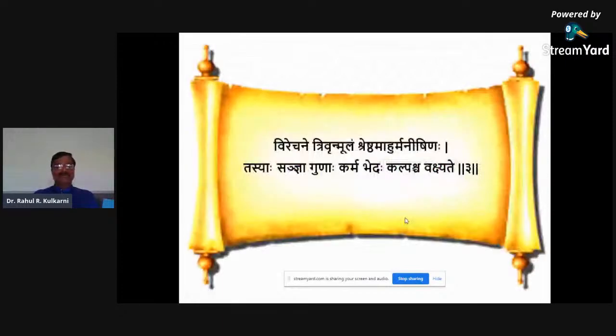Virechane Trivrut Moolam Shreshtam Ahur Manishinaha Tasya Sadnyam Gunam Karma Bhedam Kalpascha Vakshate. At the very beginning of this chapter, he says Virechane Trivrut Moolam Shreshtam. Just like Madanaphala is Shreshta among Vamaka Dravyas, Trivrut Moola or Shama are Shreshta in case of Virechana Karma. That is why he is going to explain Shama Trivrut Kalpas at the beginning of the Virechaka Kalpas.